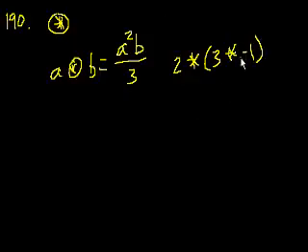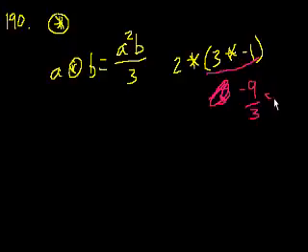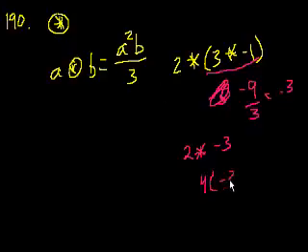So 3 star minus 1 is equal to 3 squared times minus 1, so that's just minus 3 squared, or minus 9, right? 3 squared, 9, times minus 1 is minus 9 divided by 3, which is equal to minus 3. So this reduces to 2 star minus 3, which is equal to 2 squared, which is 4, times minus 3, all of that over 3.